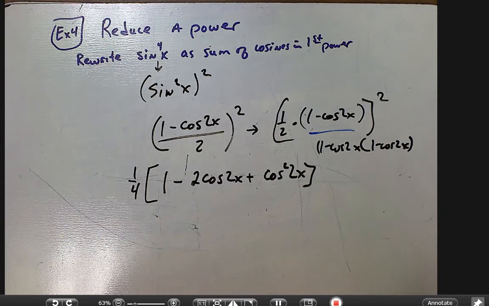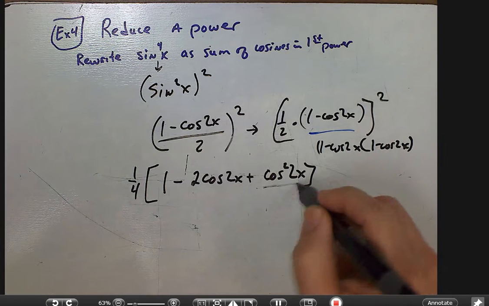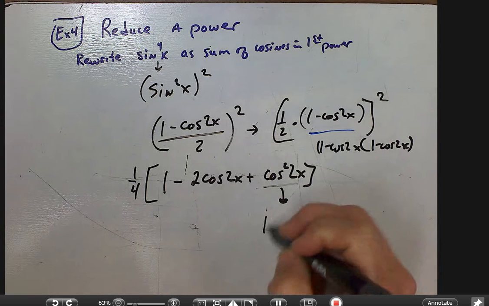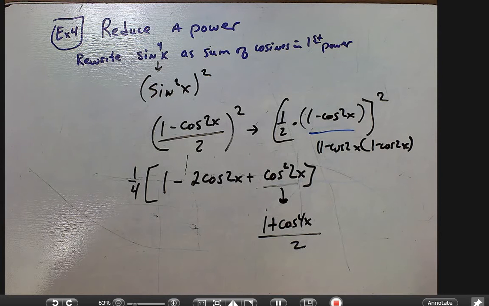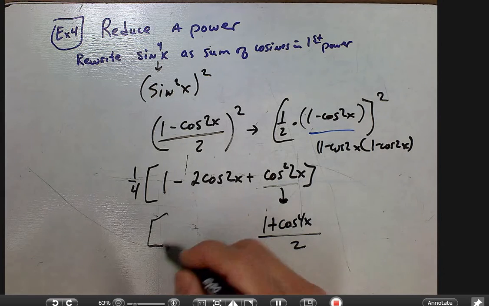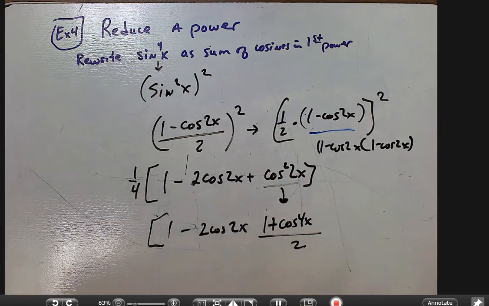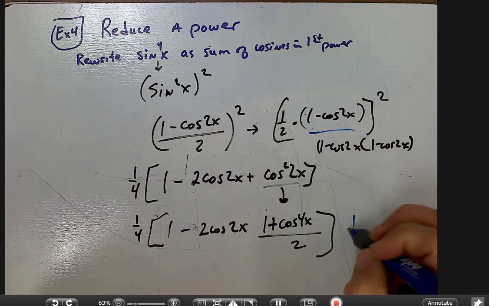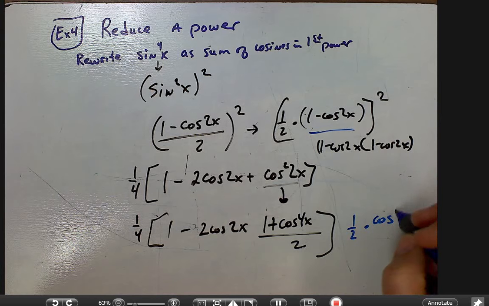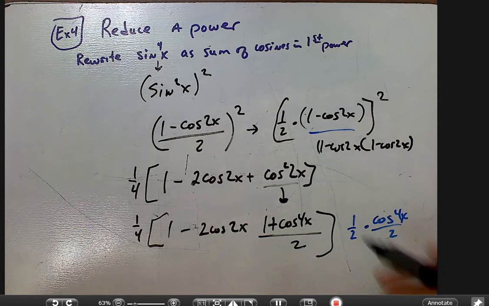Well, lucky for us, we have a cosine squared of 2x. That is going to be equal to 1 plus the cosine of 4x over 2. Everything else stays the same: 1 minus 2 cosine 2x, with one-fourth on the outside. Now, I'm going to break this apart into 1/2 times cosine 4x divided by 2. That is the same as what's there.